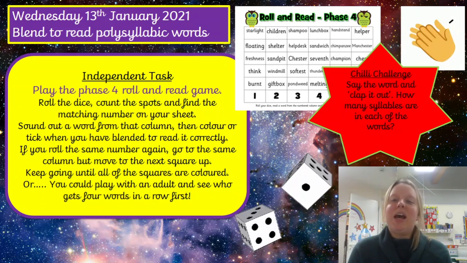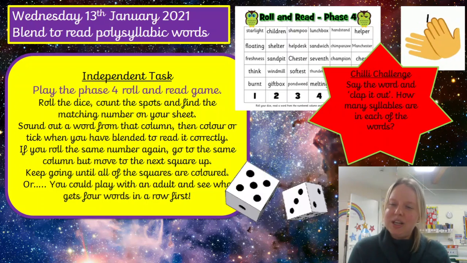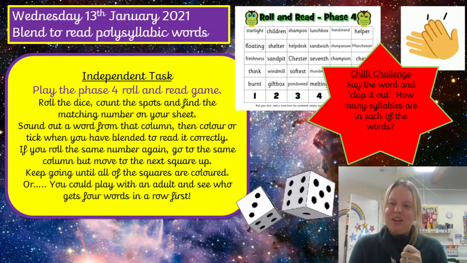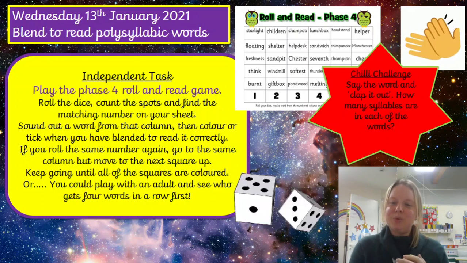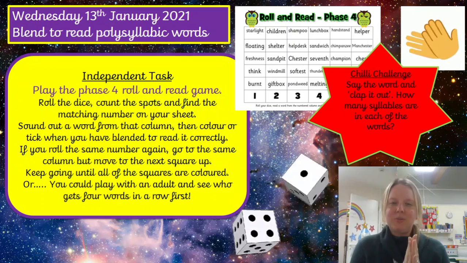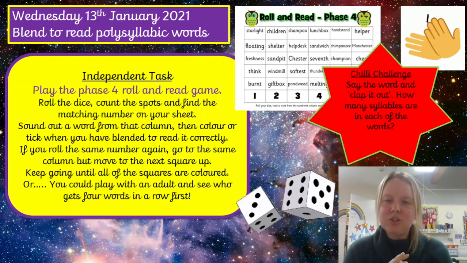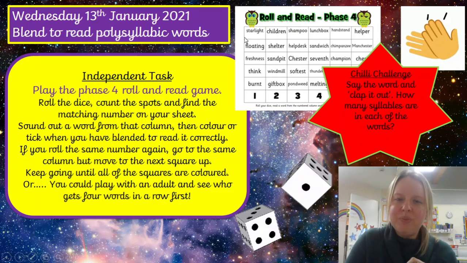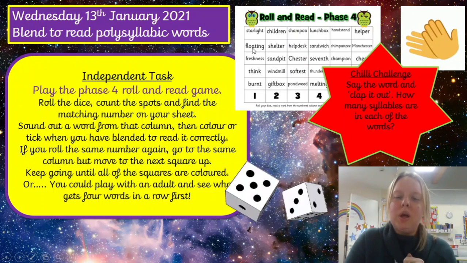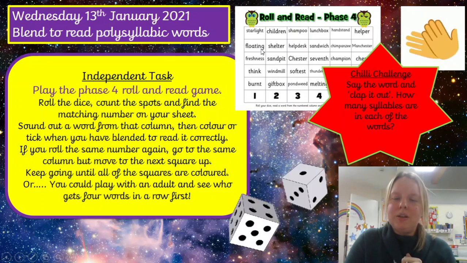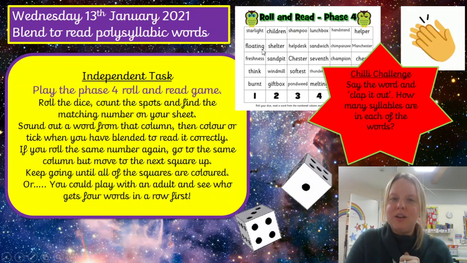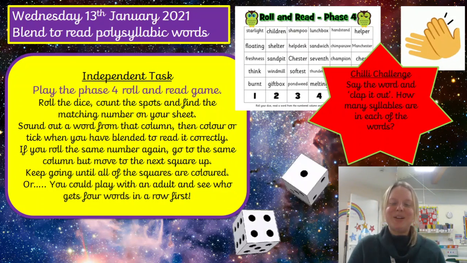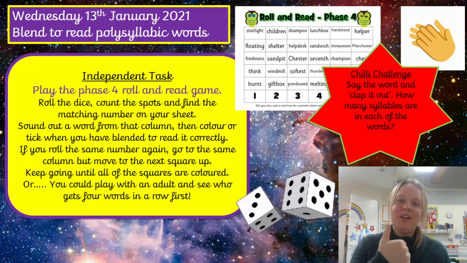Okay? As a chili challenge, you could say the word and then clap it out, just like we've been practicing. Then you can see how many syllables are in each of the words. For example, let me pick one. I'm going to choose this word here. F, l, oa, t, i, ng. Floating. It has 2 syllables. Brilliant. Hope you get on well.